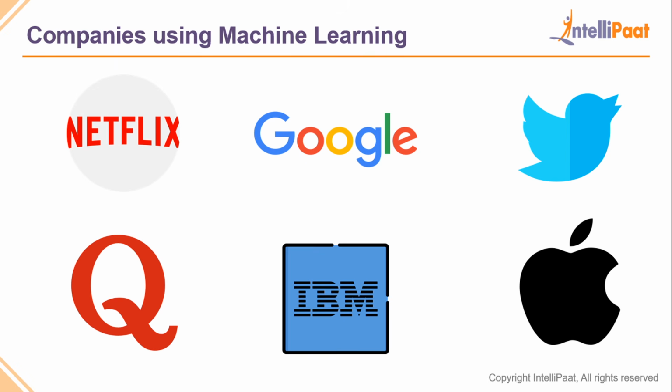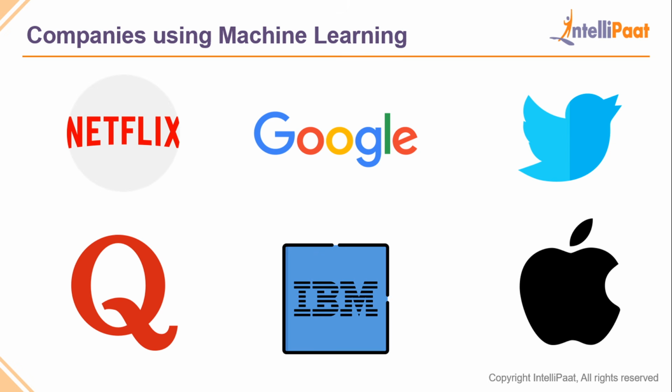Then comes Google. Google uses machine learning extensively. So you could see Google using machine learning in their ads platform. You could see them using it in the recommendations platform, the search engine platform, and there are many other platforms that Google has created which use machine learning.